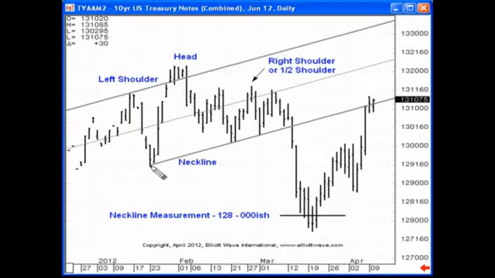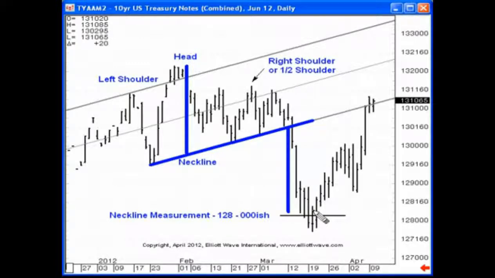Now if you connect the extremes between the left shoulder and the head and the right shoulder, that forms what we call the neckline. Whenever that neckline is broken, and this is where you come up with that high probability target or objective to the downside, what you simply do is measure the distance between the head and the neckline and then take that distance and project it downward. In this instance, it projected around, say, the 128 handle, and that's exactly where prices fell to in the days that followed the formation of this head and half shoulder pattern in the 10-year note.